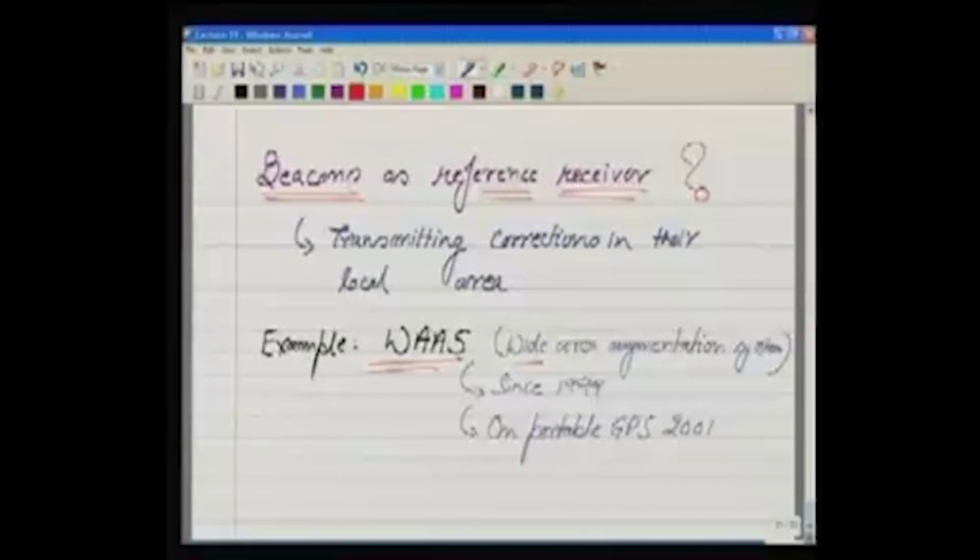One example of this is WAAS, the Wide Area Augmentation System. This system was started in 1999, and since 2001 portable GPS can also get corrections from WAAS. So basically this is also the principle of the differential global positioning system. Your rover receiver could be anywhere, in a watch, in a mobile, in a vehicle, and it can get the corrections for the time from these augmentation services. So this is how the accuracy of GPS survey can be improved.